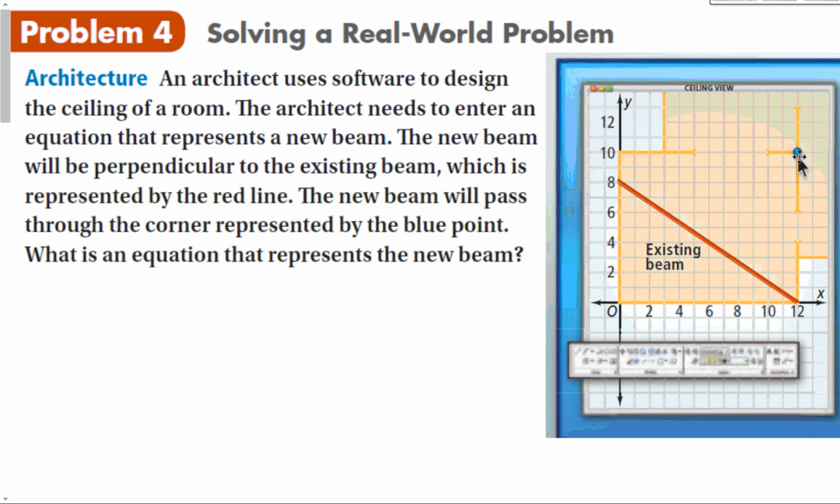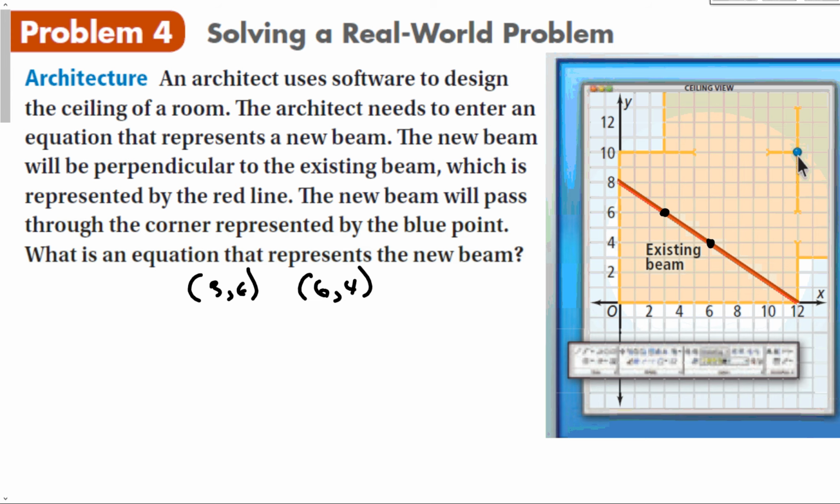Okay, well, let's think about this. I need the slope of this line and the coordinates of this point to be able to find some sort of perpendicular line. Let's find some good points here. That one looks like a good point. That's 3, 6. That one looks like a good point. That's 6, 4. So we have 2 points, 3 comma 6 and 6 comma 4.